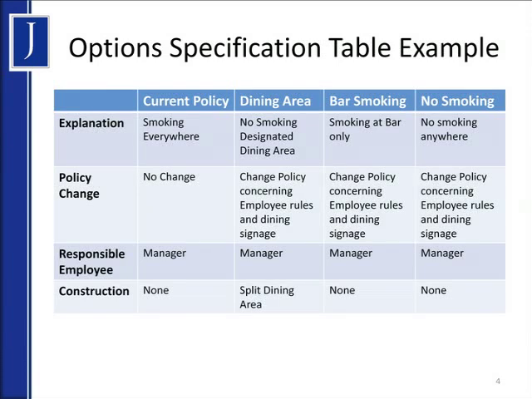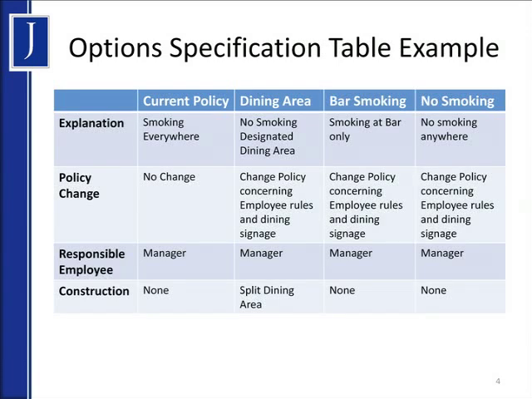In this hypothetical scenario, a college cafeteria is considering whether to change its policy about smoking. The columns represent policy options, and the rows represent characteristics of the options. The point of the table is to describe how each option would work. For example, if there was a no smoking policy, then there would be no smoking anywhere. And for example, if we go down to the bottom, there would be no construction project necessary.